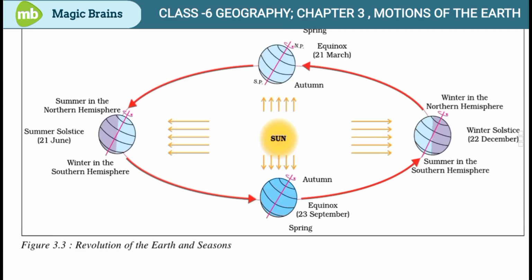We also see spring, autumn, equinox, that is on 21st of March. The diagram clearly explains revolution of the Earth and the kind of impact it has on the season change.